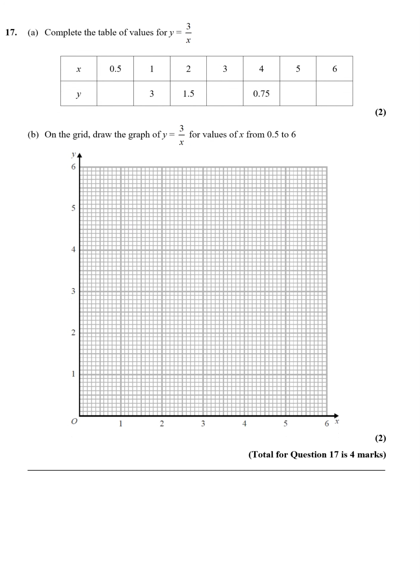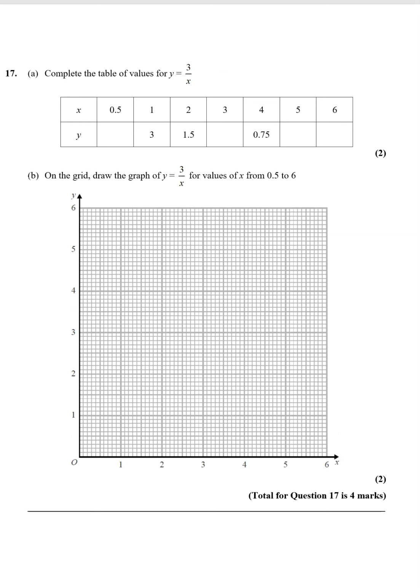Right, question 17. Complete the table for y equals 3 over x. So now we're putting these values into here. 3 divided by 0.5, we can do that on our calculator, and it gives you an answer of 6. 3 divided by 3 is 1. 3 divided by 5 is 0.6. And 3 divided by 6 is 0.5.